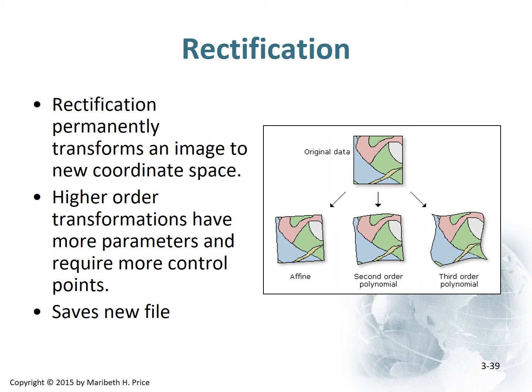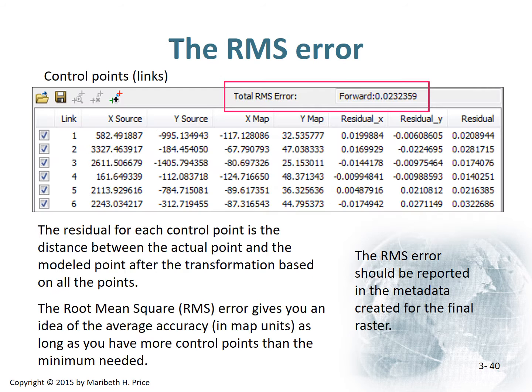The next step is rectification. That's where you permanently transform the image into a new coordinate space. There's multiple ways of doing that. We measure how well we did that with something called the RMS error, or the root mean squared error. It is the residual, or the difference between the predicted value at each known location after the rectification compared to what we know those locations to actually be.